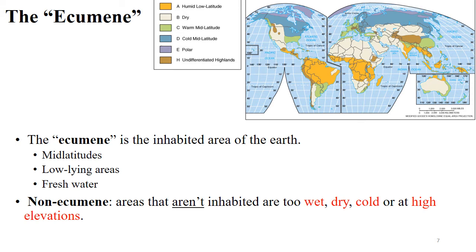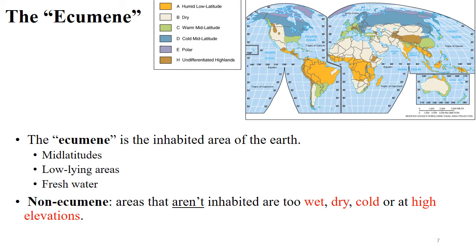But in general, the places that we're going to describe as the non-ecumene, the places that aren't inhabited very much by people, are places that are too wet, swamps, things like that, too dry, so deserts, but also remember that deserts have to do with precipitation. So someplace like Antarctica or the Arctic might also count as desert, dry environments, right? Places that are too cold or at too high of elevations, right?